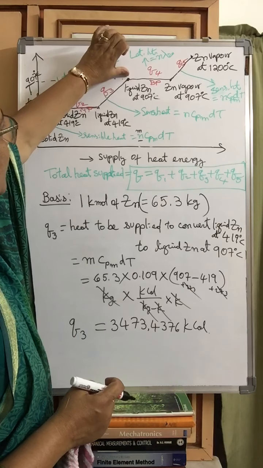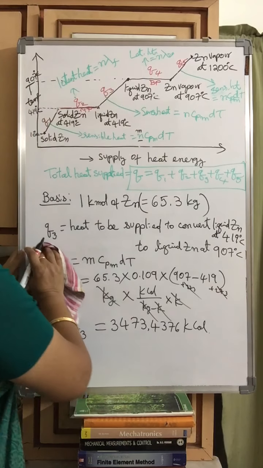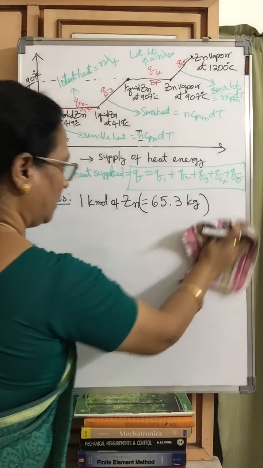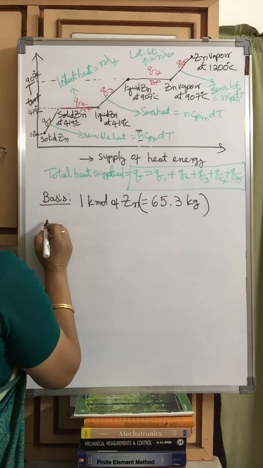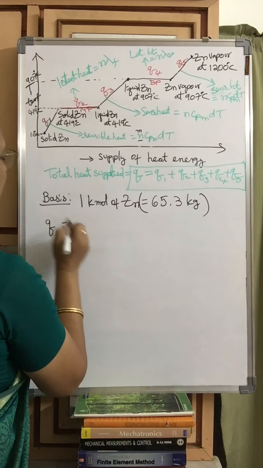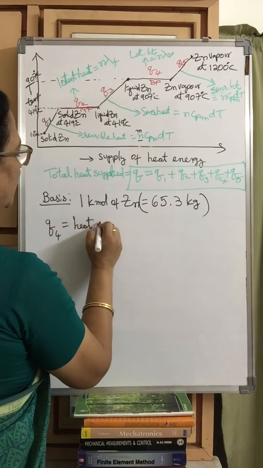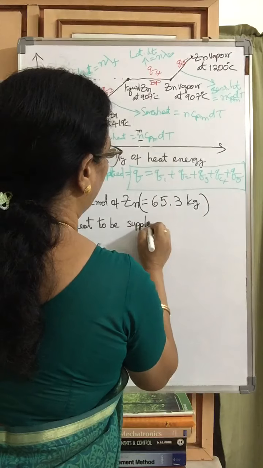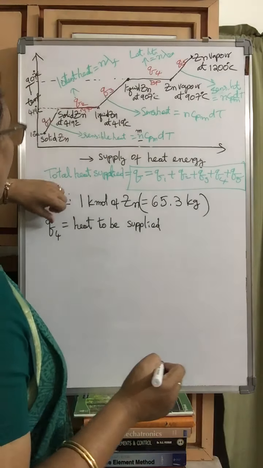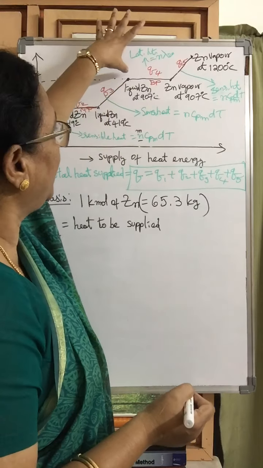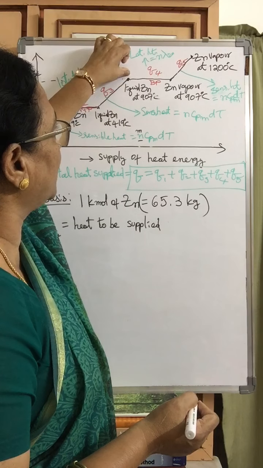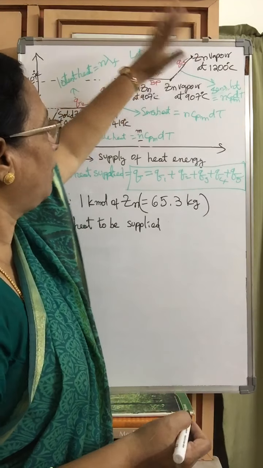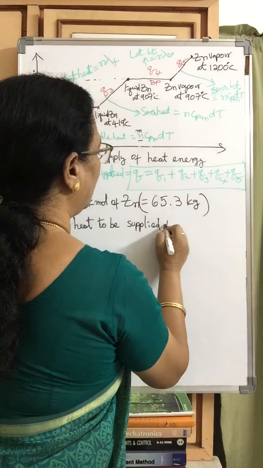Now we have calculated up to here. Next, Q4 and Q5 are remaining. Q4 is the heat to be supplied. Here we have liquid zinc and here we have zinc vapor. Heat to be supplied to convert zinc from liquid form to vapor form.